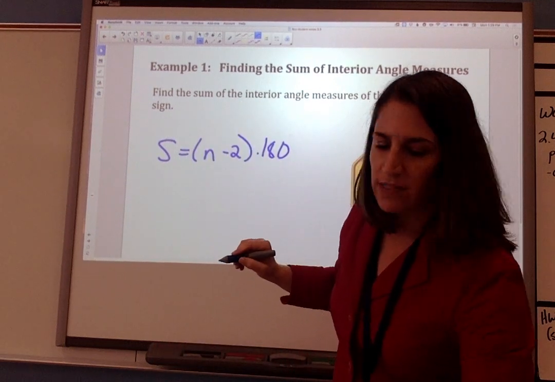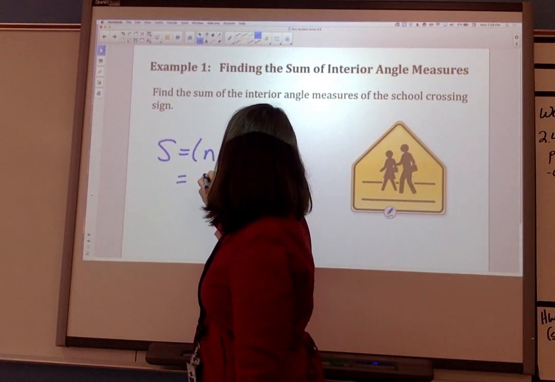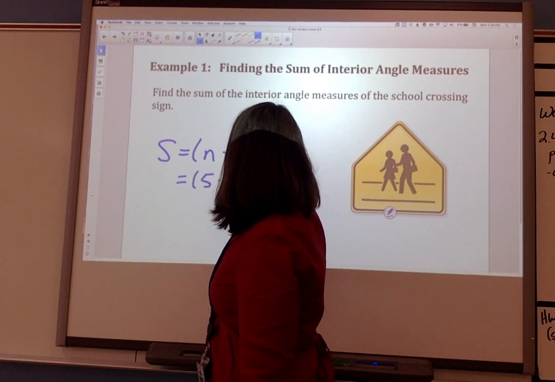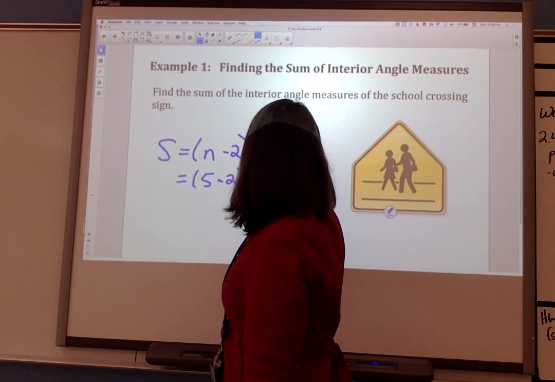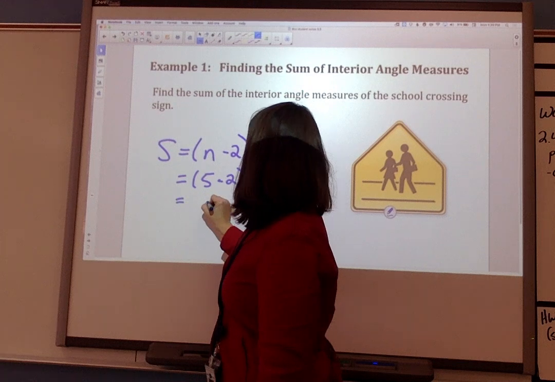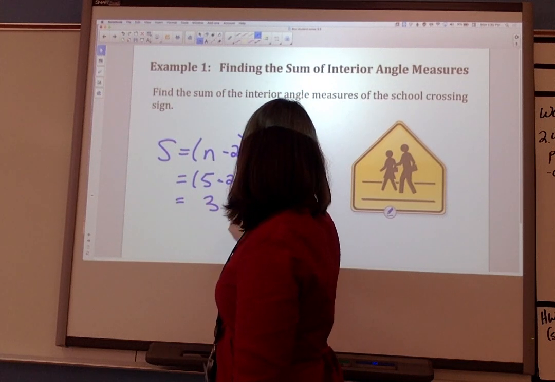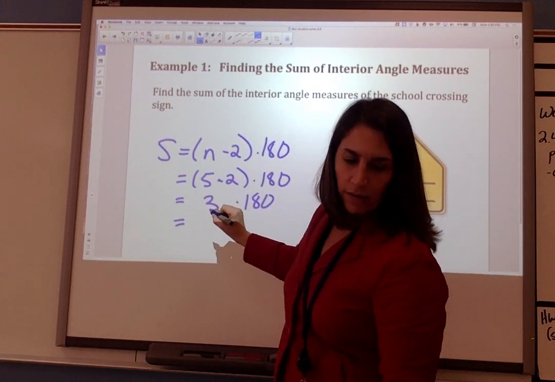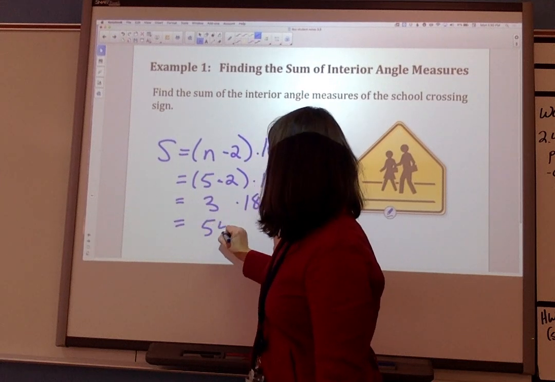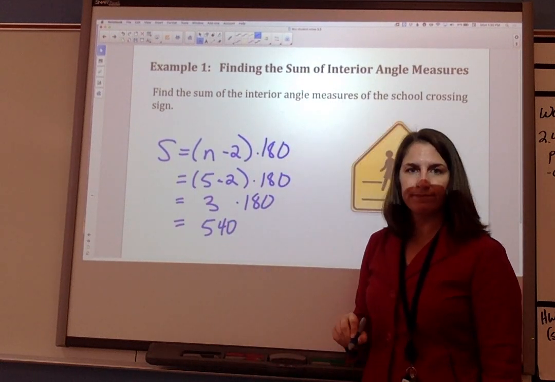So in this case, our sum is going to be 5 minus 2 times 180, which is 3 times 180, or 540. Okay?